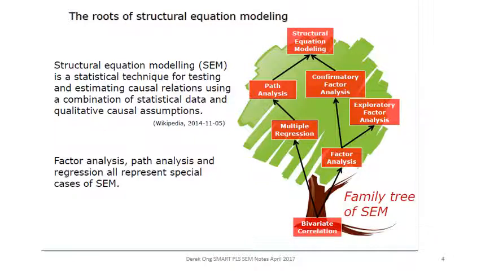So where does structural equation modeling come from? Structural equation modeling, as mentioned by Wikipedia, is actually a technique for testing and estimating causal relations using a combination of statistical data and quantitative causal assumptions. So structural equation modeling has its many roots from path analysis, CFA, EFA, multiple linear regression, factor analysis, and of course, right from the very bottom, bivariate correlation.